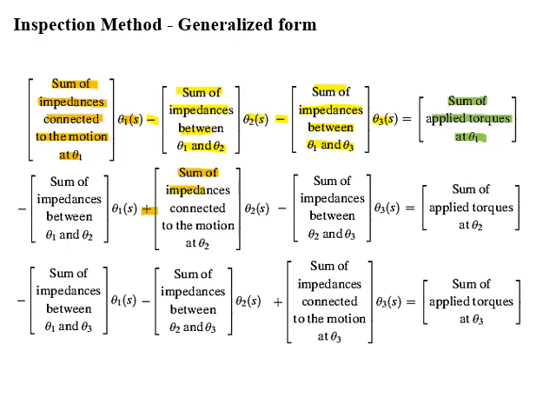The second equation will be the sum of impedances directly connected to the motion at theta 2 multiplied by the motion of the second test point, which is theta 2 of s, minus the sum of impedances common between the first test point and second test point, meaning theta 1 and theta 2, multiplied by the motion of the first test point theta 1 of s, minus the sum of impedances between the second test point and third test point, meaning theta 2 and theta 3, and this will be multiplied by the motion of the third test point, which is theta 3, and this will be equal to the sum of applied torques at theta 2.